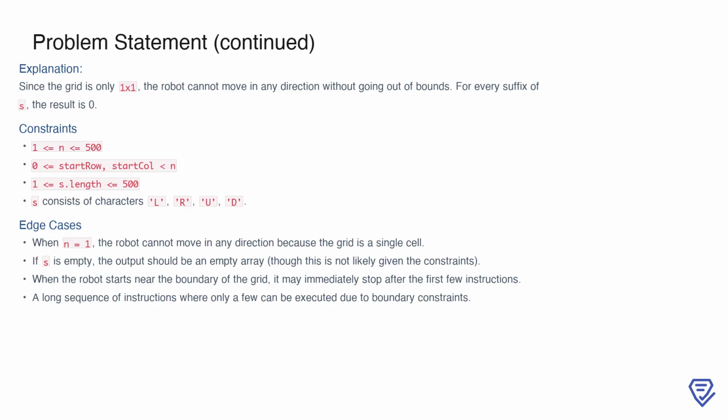The constraints for this problem ensure that the grid size is between 1 and 500, and the string length is also between 1 and 500. Edge cases include scenarios where the grid is very small, the robot starts near the boundary, or the instruction string is long but only a few movements can be executed before hitting the boundary. These constraints and edge cases help define the challenges we need to handle when solving this problem.